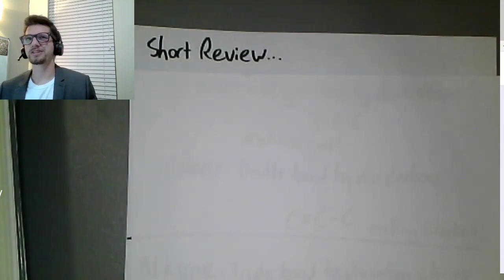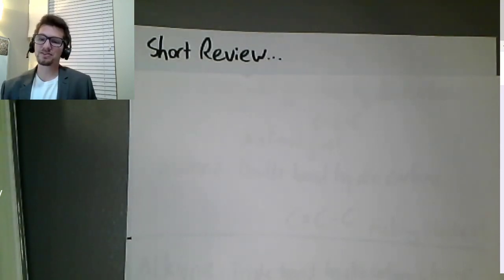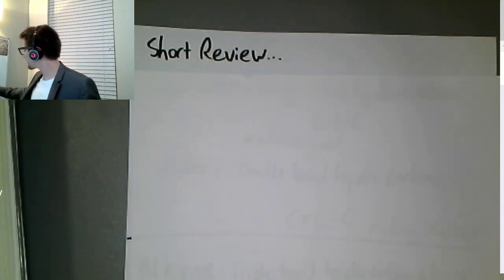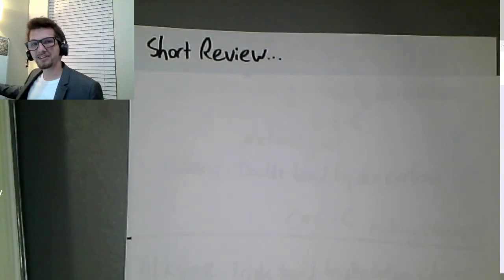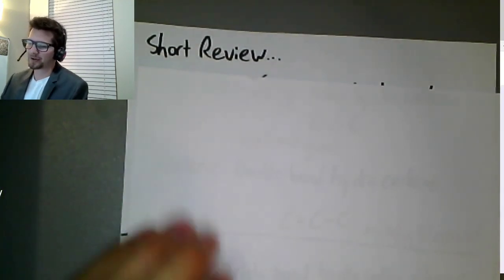So last week we talked about all sorts of stuff and we quizzed on it. We had alkanes, isomers, and alkenes. So I'm going to do a quick review on what alkenes and alkanes were, and then we're going to jump into the third type. Okay?